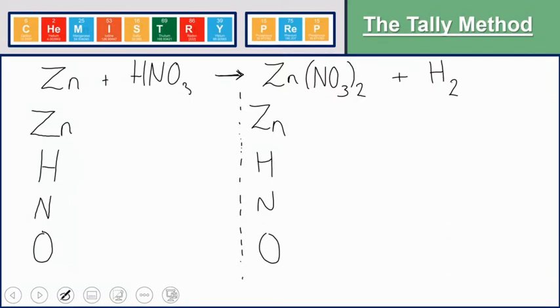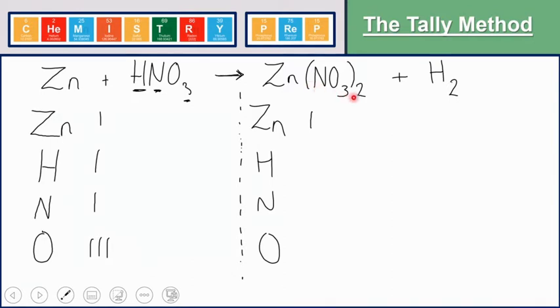Okay, so the left-hand side, I've got 1 zinc. I've got 1 hydrogen, because there's no numbers next to this hydrogen. There's no numbers next to this nitrogen, so there's a 1. And there's a little cheeky 3 with the oxygen, so 1, 2, 3. Easy peasy lemon squeezy. Okay. Let's go to the right-hand side then. There is no number next to this zinc. Therefore, I have just 1 zinc.